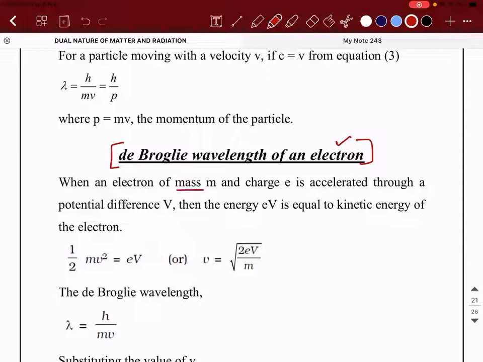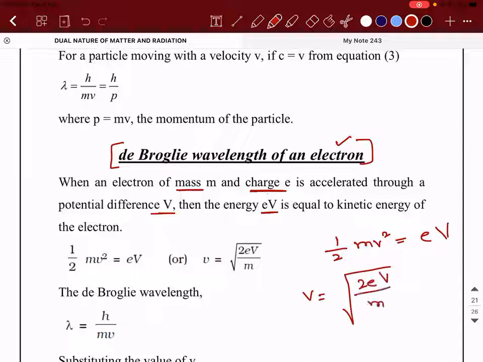When an electron of mass m and charge e is accelerated through a potential difference V, then the energy eV is equal to the kinetic energy of the electron. Then I can write half mv square is equal to e into capital V. Then v will be equal to square root of 2 into e into capital V divided by m.